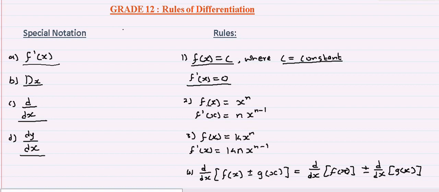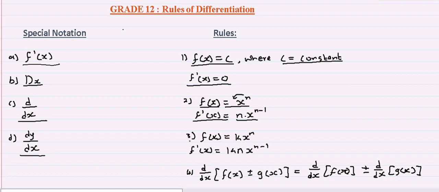Rule number 2 states the following. If you are given f of x which equals x exponent n, the derivative of f of x will be equal to n multiplied by x exponent n minus 1, meaning you take this n, multiply it with the coefficient of x which is 1, hence we have n multiplied by x, then you subtract 1 on the exponent.